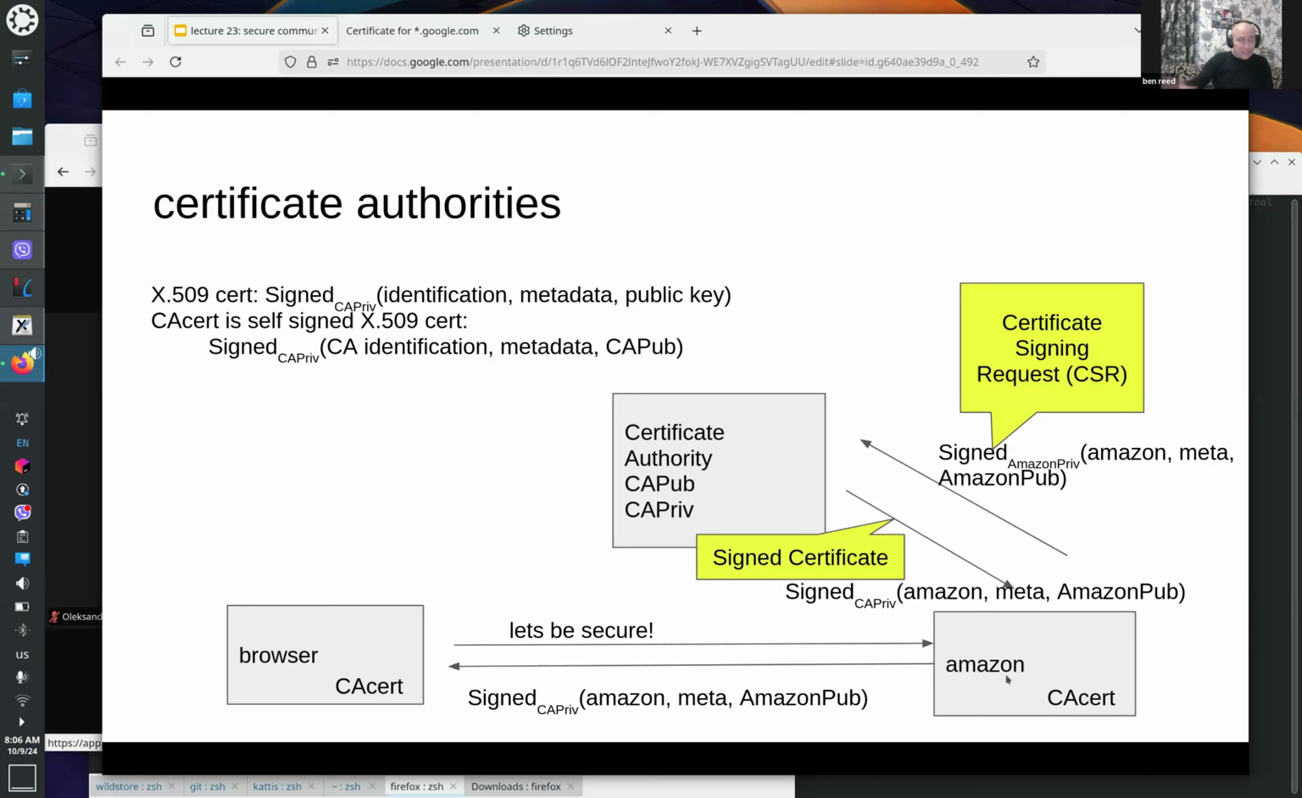And this signed certificate now is not secret at all. It's public. And actually, every time anybody connects to Amazon, they hand that certificate back, and that's how the keys get distributed.